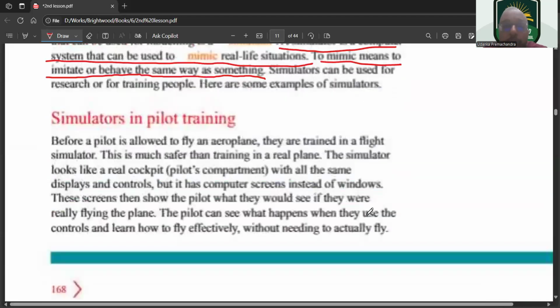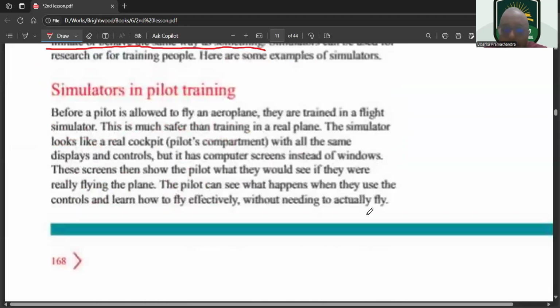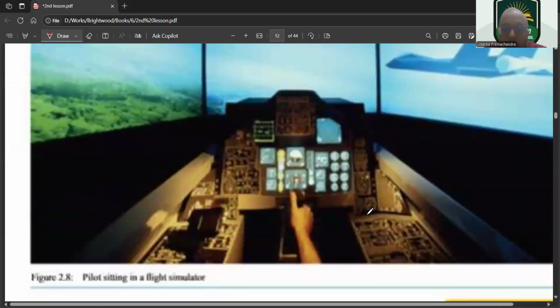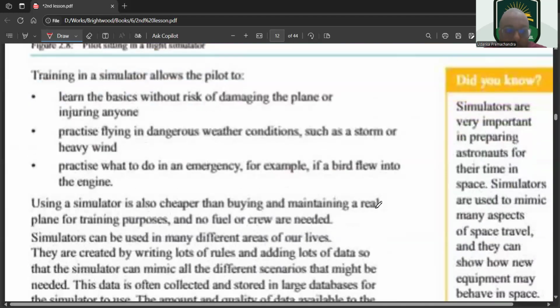First of all, before flying the aeroplane, they practice with the simulator, because applying it first on a real aeroplane is very dangerous with passengers and other things. So because of that, they first practice in the simulators in pilot training. Such simulators can be used with different scenarios.